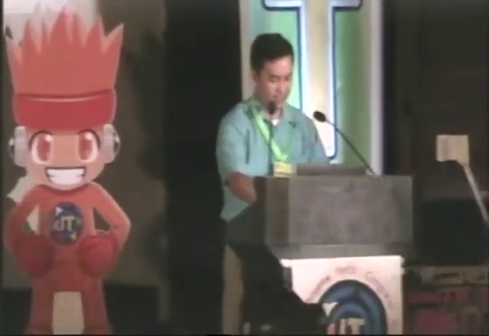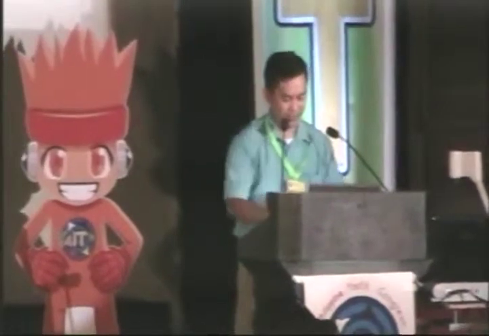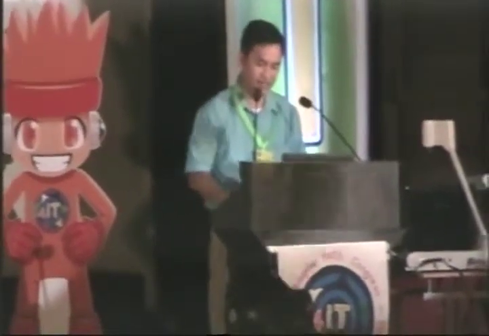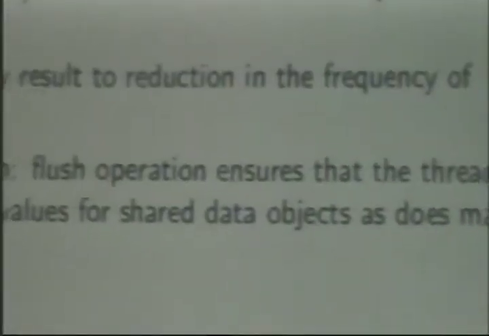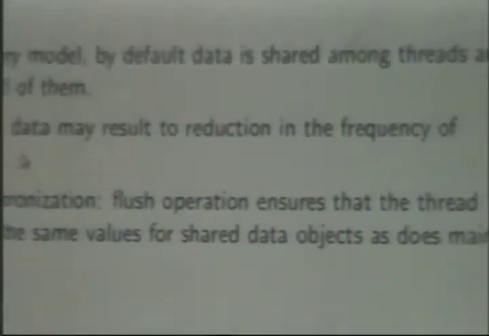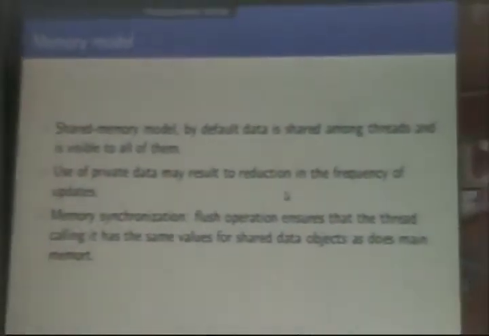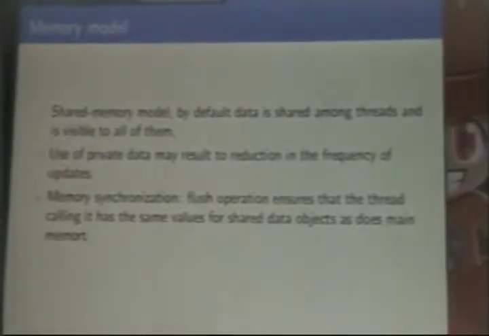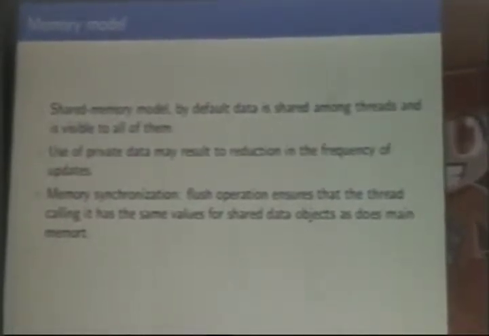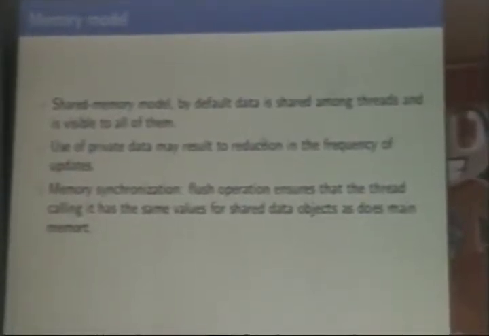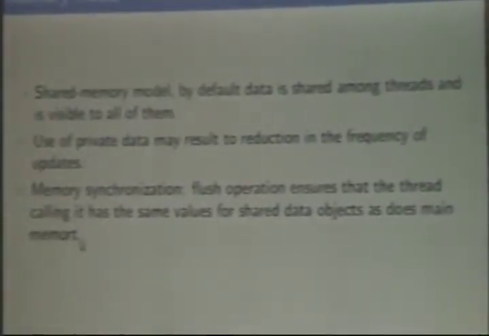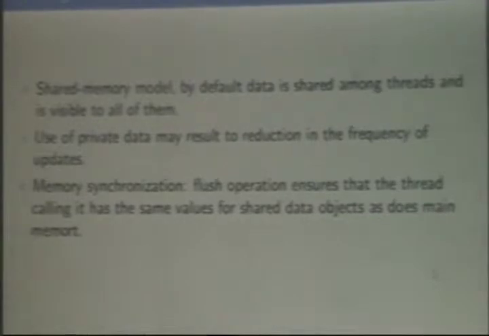The memory model is a shared memory model. By default, data is shared among threads and is visible to all of them. The use of private data may result in a reduction in the frequency of updates. And then essentially, a flush operation ensures that the thread calling it has the same values as for shared data objects. That's wrong spelling, that should be memory.